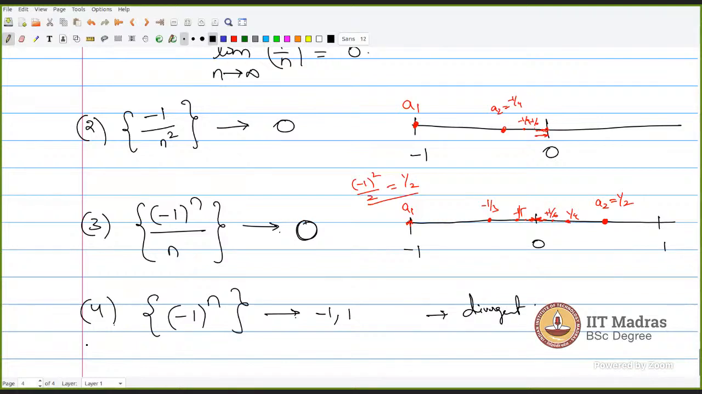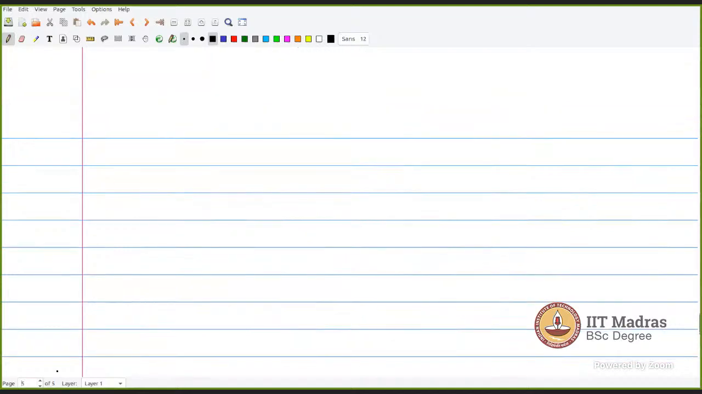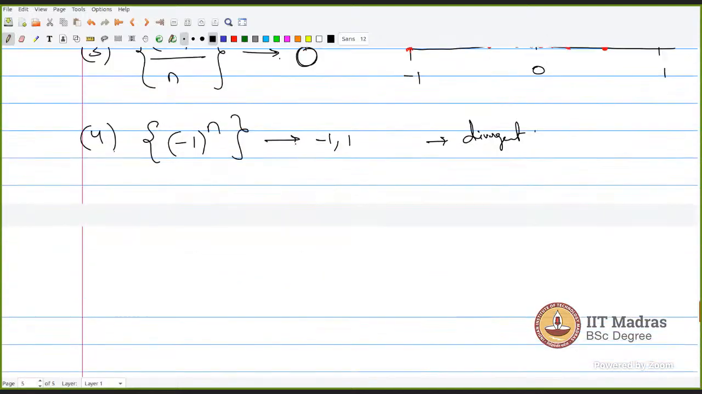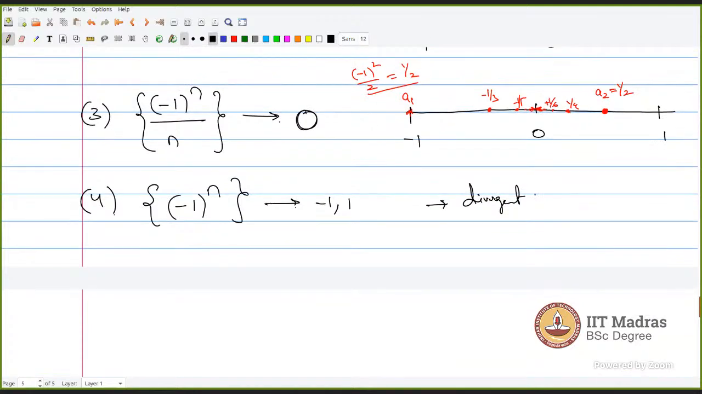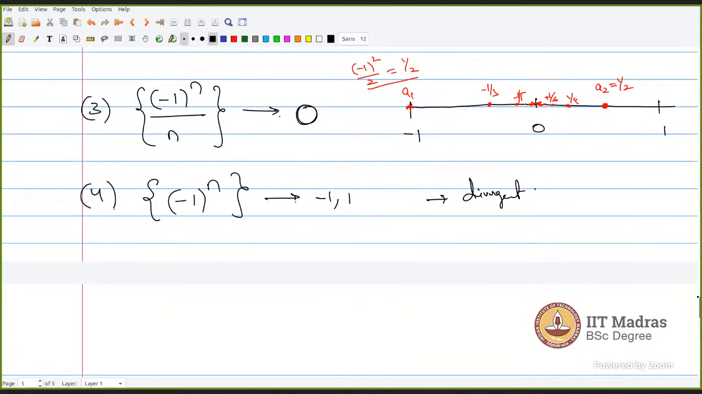Excuse me, sir. For every even value of n it gives us plus 1, and for every odd value of n it gives us minus 1. So it is actually oscillating between two values, jumping from one value to another. Right. So you just discussed a sequence which is oscillating. So is it an oscillating sequence? See, this is an oscillating sequence.